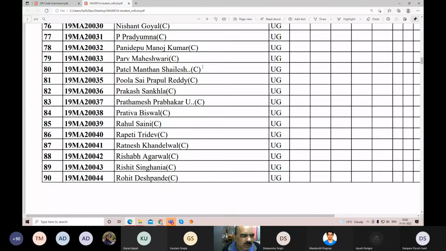76 Nishant Goyal, 77 Pradyumna, 78 Manoj Kumar, 79 Maheshwari, 78 present, sir. 80 Patel Silas. Who is there? Sir, 76 is there. 76 is there. So Patel, 78, sir. Patel is there? 80? Not there, okay. Then 76, Nishant Goyal, you will be the leader. Right? Yes, sir. Okay.